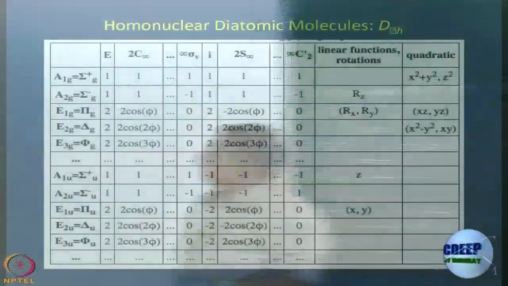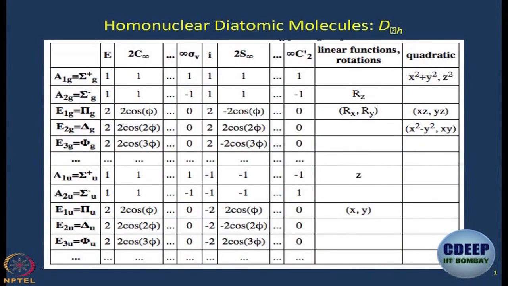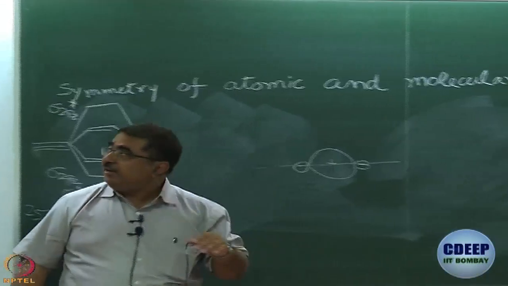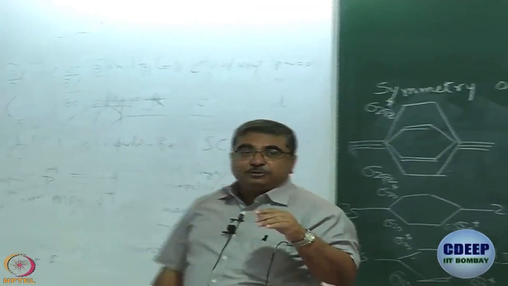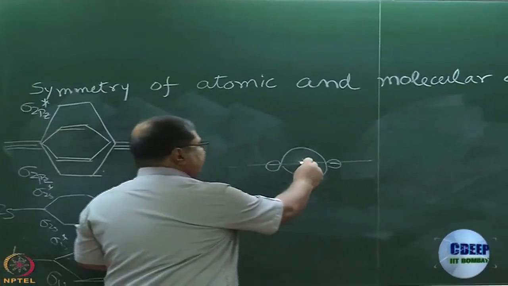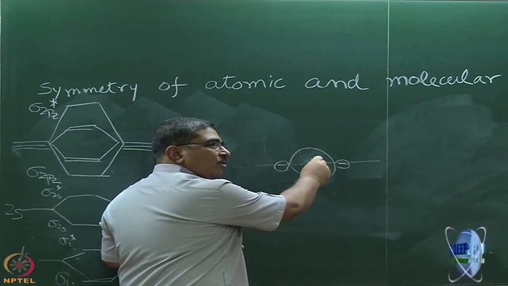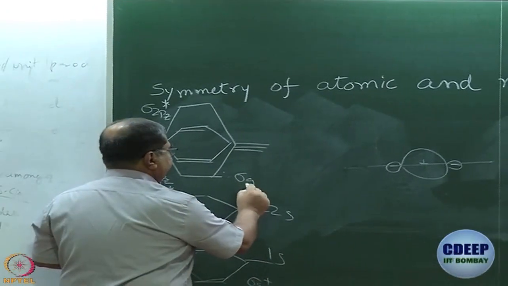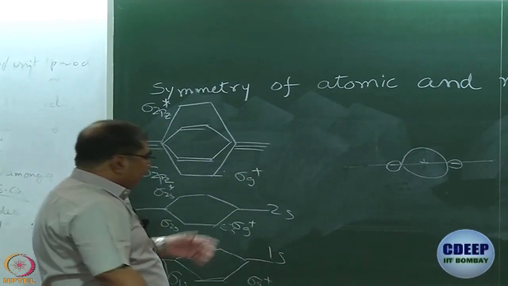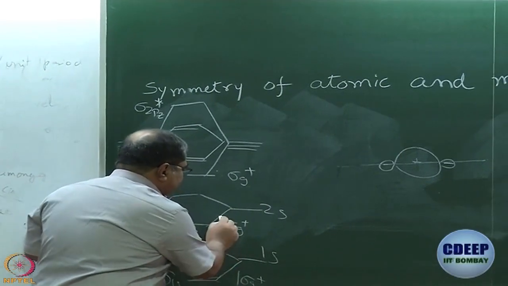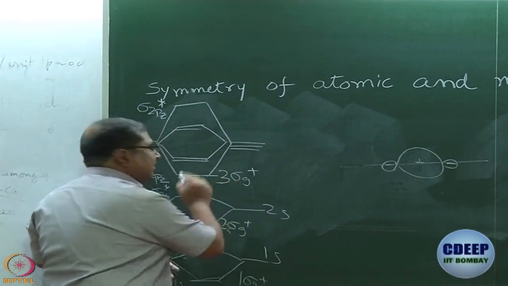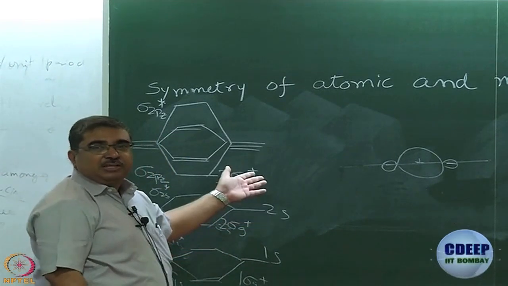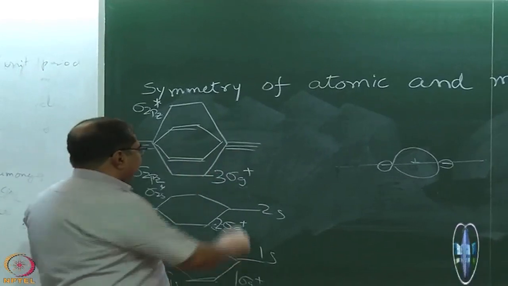What is the next one? S infinity. S infinity means you turn by this and reflect with respect to this. What is the character? 1. And finally C2. This is C2. What is the character? 1, right. So, even this is sigma g plus. So, what I can do is I can write this as 1 sigma g plus, 2 sigma g plus, 3 sigma g plus. Different books use different notations. You can use whatever is convenient for us.